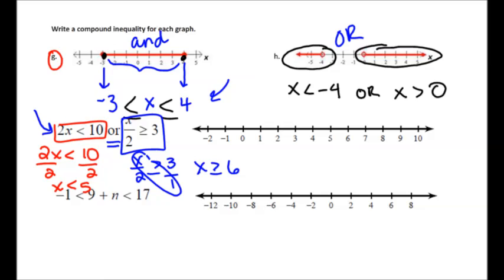So on my number line, again, we have that or statement, so we know it should go in opposite directions. So I'm going to go to my number 5. It is an open circle, less than goes to the left.